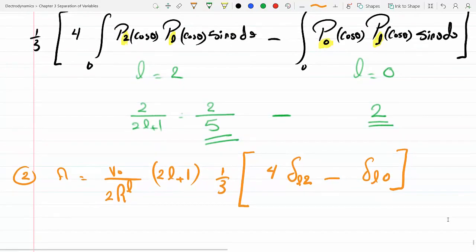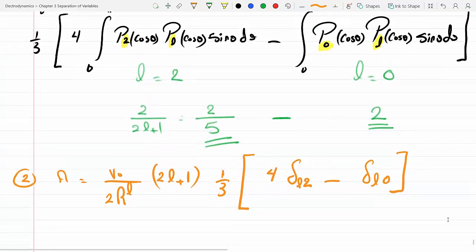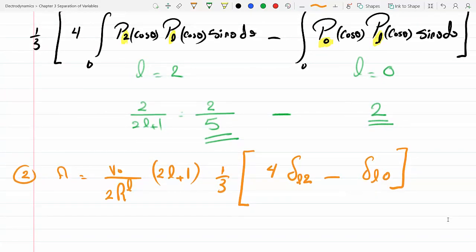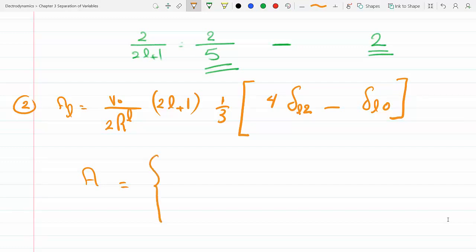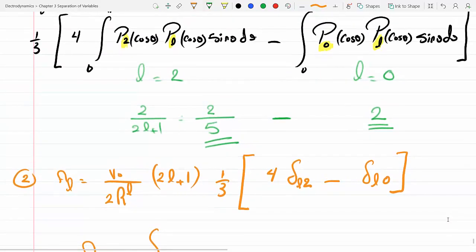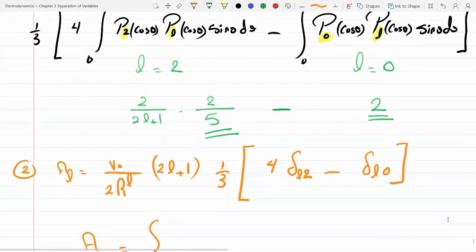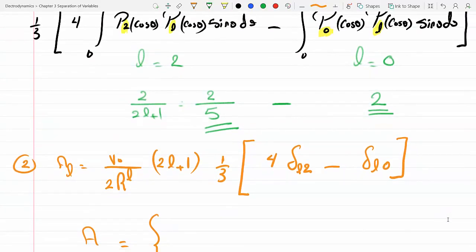Okay, delta L0. Okay, fair enough. So now let's see. So this is AL. So A will equal, now if L is 2, right, I'm going to get, let's see here, the answer to this was 4 times 2/5, right?